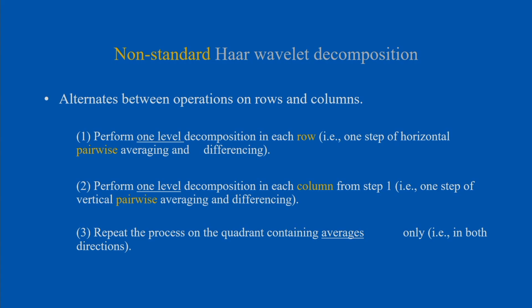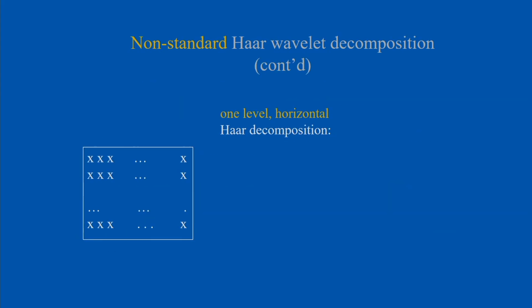The next one is the non-standard Haar wavelet decomposition. For this, number 1, perform one level decomposition in each row, that is one step horizontal pairwise averaging and differencing. Number 2, perform one level decomposition in each column from step number 1. After this, repeat the process on the quadrant containing averages only, in both the directions. That concept I can show in the figure here.